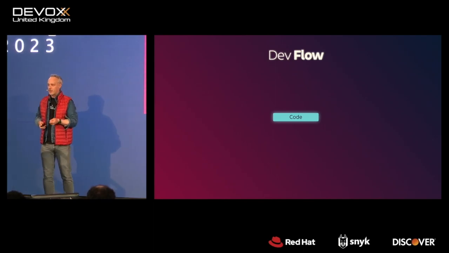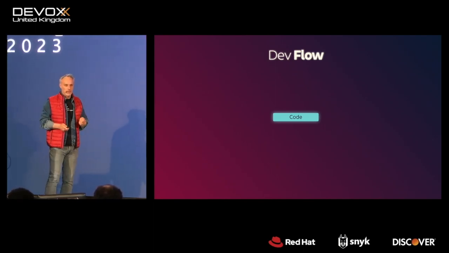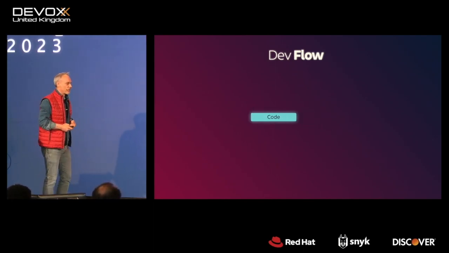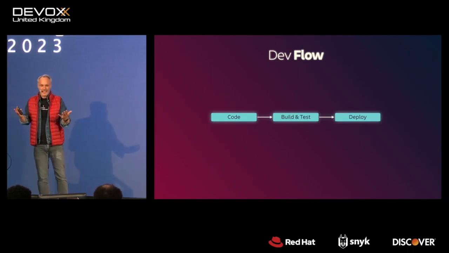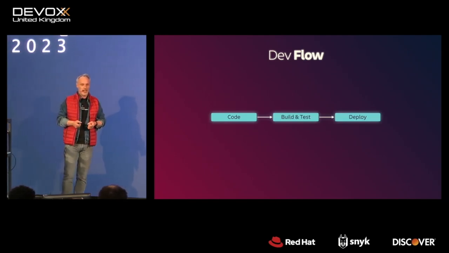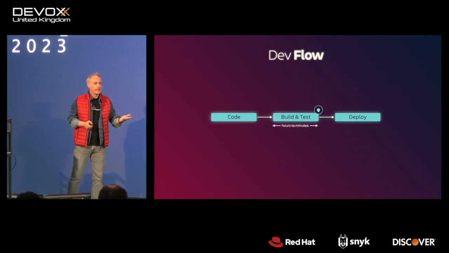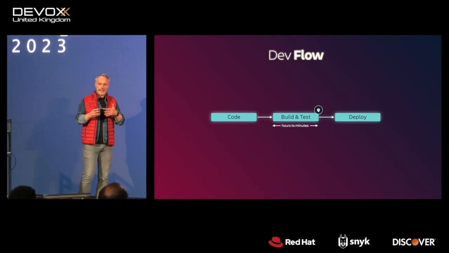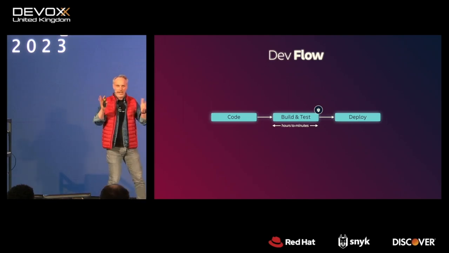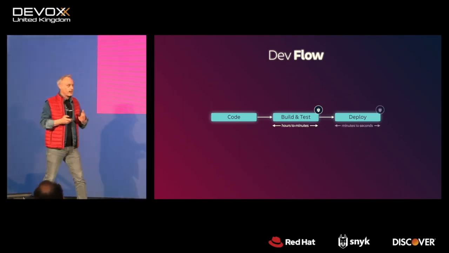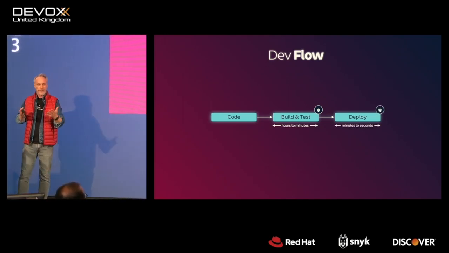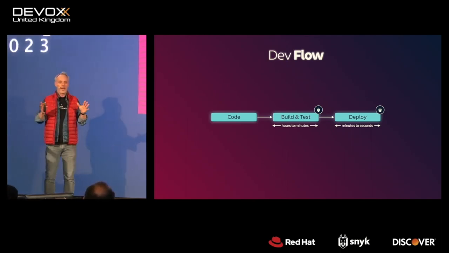That is great, right? But there's more to software development than just coding. There is building and testing. Yeah, we're waiting for that sometimes. And then there's deployment. And we can optimize those things, right? Just get the testing down, parallelize your tests, great. Or get the deployment time down. So all of this we can optimize.